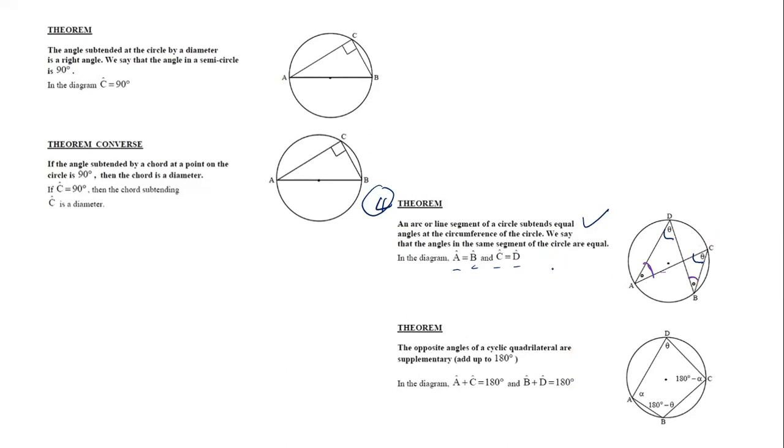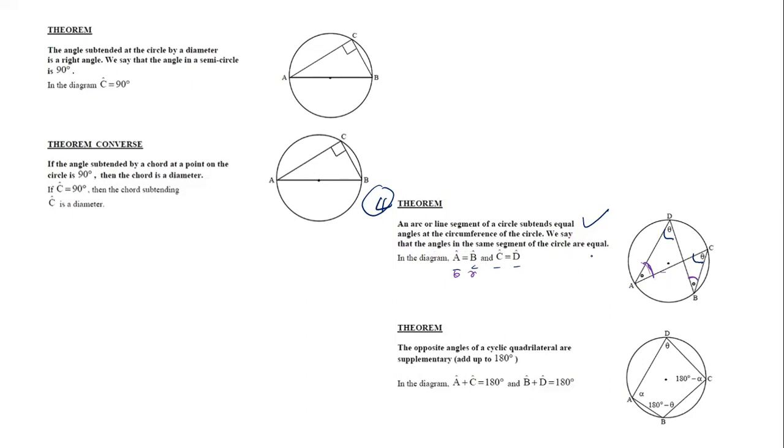So what's the reason? Why do we say angle A is equal to angle B, which means dot is equal to dot? Because we are talking about the angles that are in the same segment. You know what a segment is. We can say that the angles in the same segment of the circle are equal. That's the reason that you give all the time, and I know you know that.